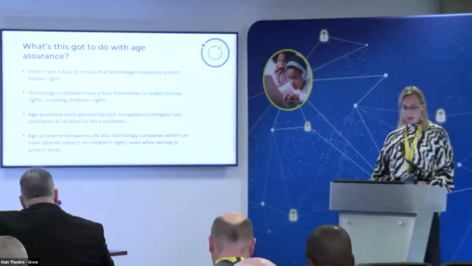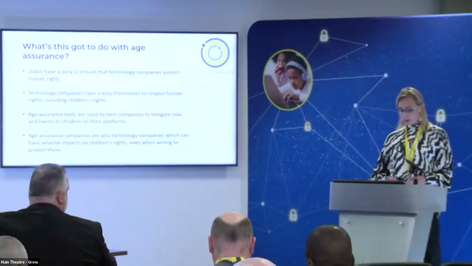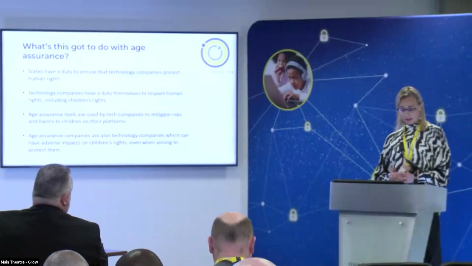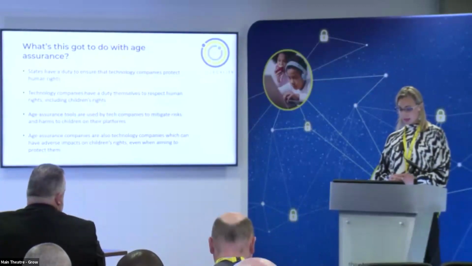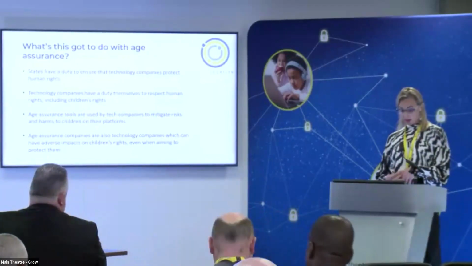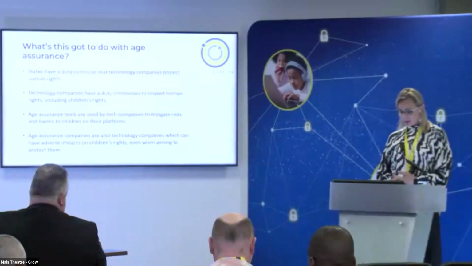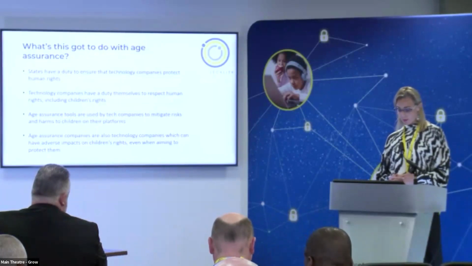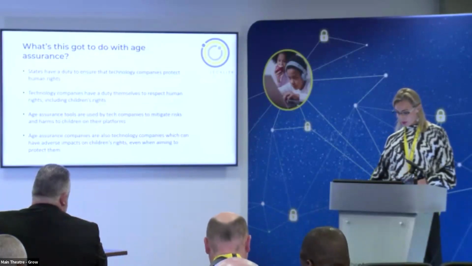So companies that design, develop, and deploy digital technologies need to proactively identify, assess, and mitigate adverse impacts on human rights. So that includes age assurance technology companies. And the United Nations Guiding Principles on Business and Human Rights provide a framework for how to do this. And they're aligned with international human rights law, including the Convention on the Rights of the Child.